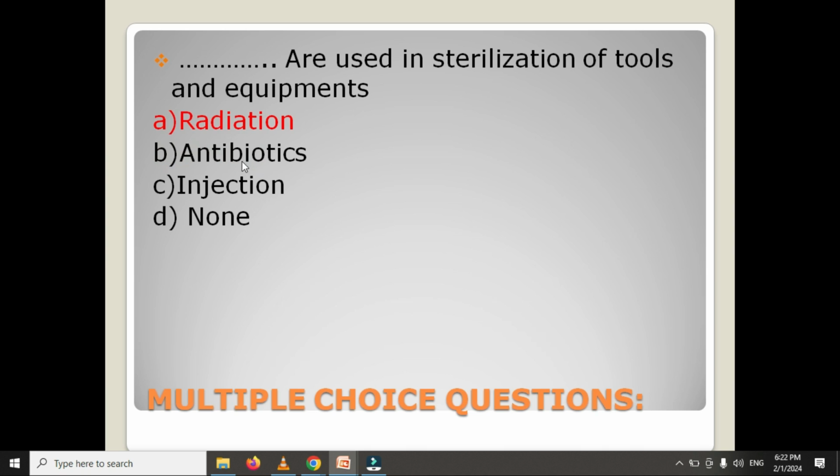Dash are used in sterilization of tools and equipment. Option A radiations, option B antibiotics, option C injections, option D none. Answer is radiations.